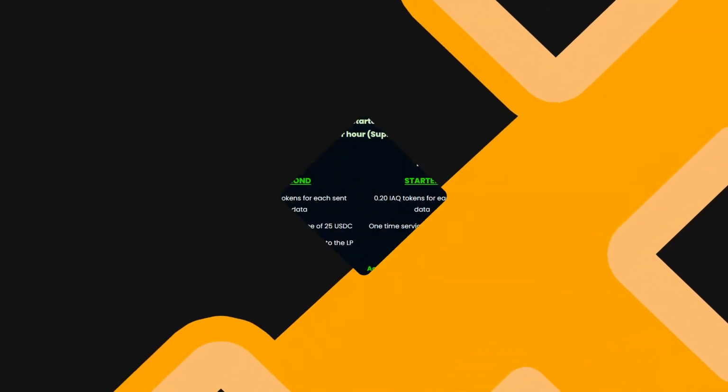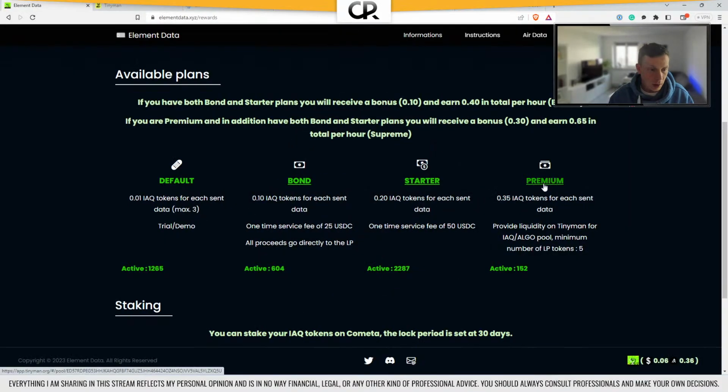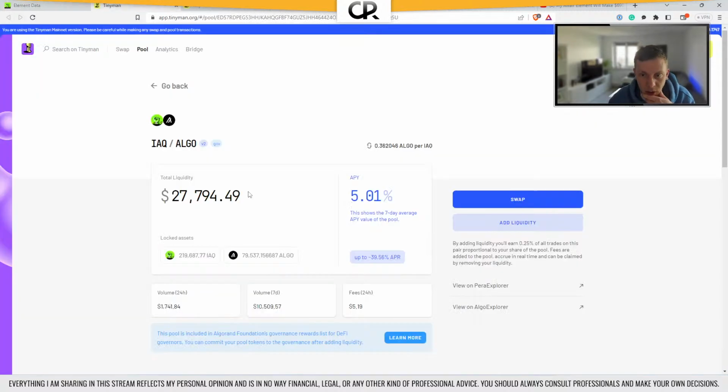And then option number 3 was the premium plan, where originally you had to have, or you still have to have, 5 liquidity pool tokens. So we'll actually switch back to the screen real quick. Does that link to Tinyman? Yep, that links to Tinyman. Not sure if we can simulate it if I don't have a wallet connected.